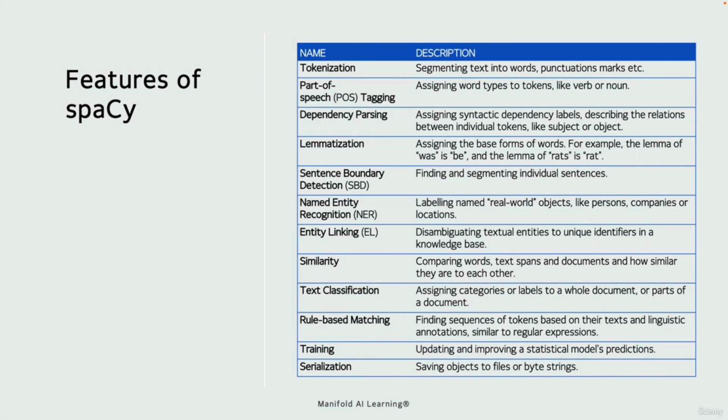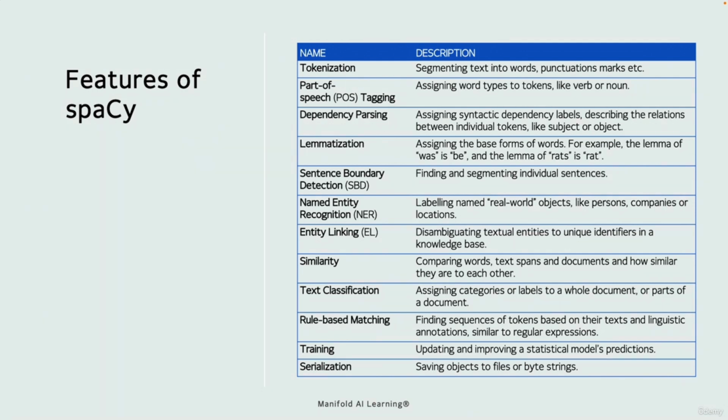And this has the ability to train the models, so we can update and improve the statistical models' predictions as well. And spaCy supports serialization as well, which means we can save the object to files or the byte string. So these are some of the amazing features of spaCy, which makes it a number 1 choice whenever we are working on production grade applications, especially with natural language processing tasks.